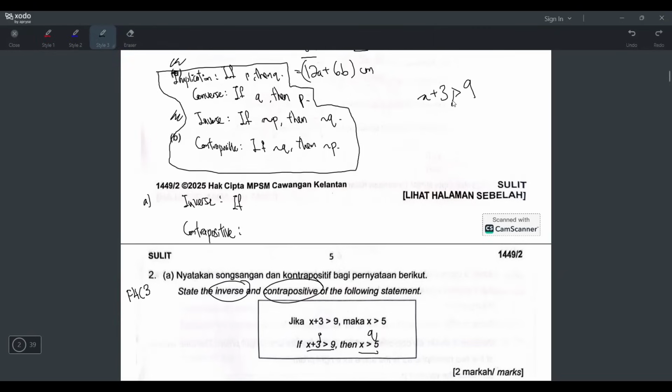Because takkanlah you buat kataan not dekat sini. Takkanlah you buat X plus 3 not, and then yeah, it's very weird because these are all symbol. Why suddenly got an English word here, right? Okay, so the way to do it is you kena tahu lah what is the opposite symbol for bigger, right? And the opposite symbol for that is smaller equals when you do negation. So dia akan jadi if X plus 3 bigger 9 becomes smaller equals 9.